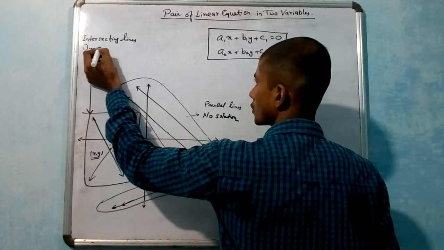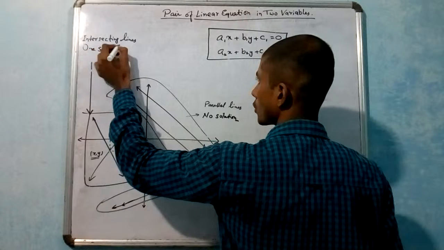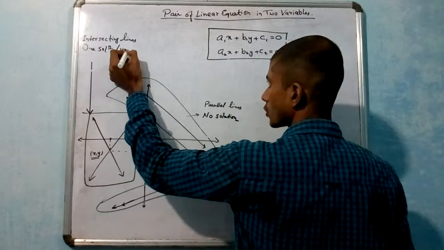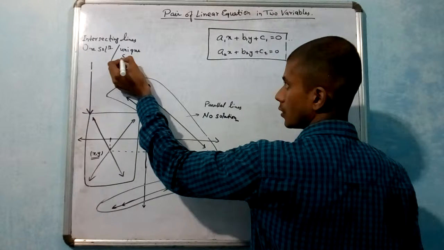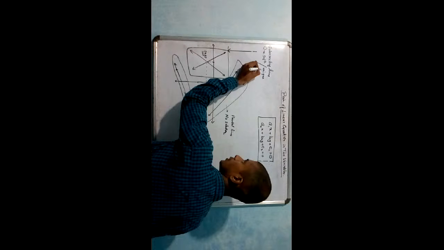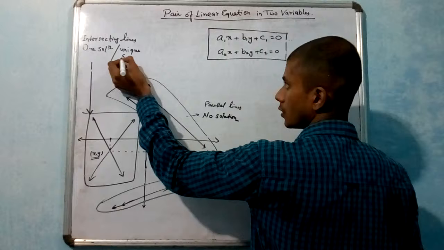Only one solution. This one solution has another name also. What is it called? Unique solution. And for this, coincident lines, coinciding lines, how many solutions?